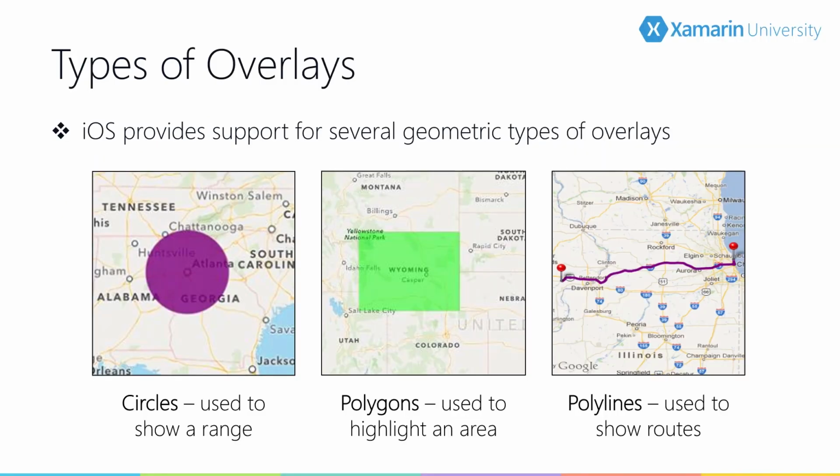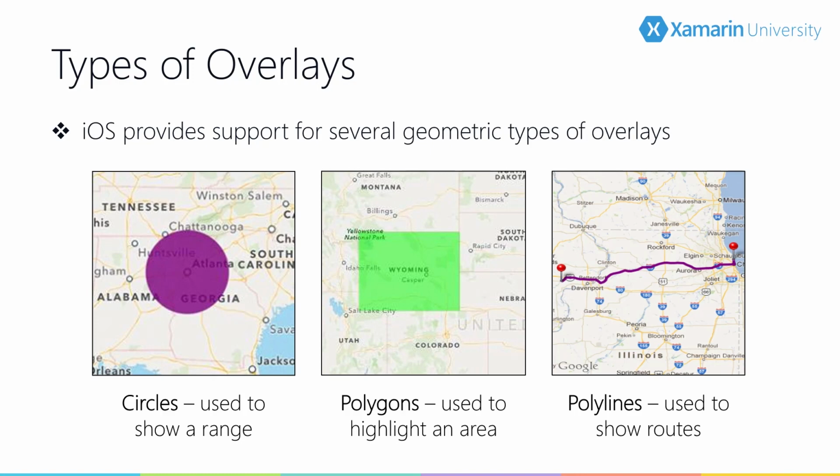So the MKMapView is able to display another type of annotation. It's known as an overlay. There are three types of overlays that we can add to a map. There's circles, which represent a location with a given radius. That's typically used to highlight a specific location.